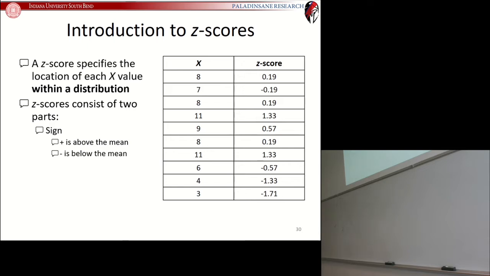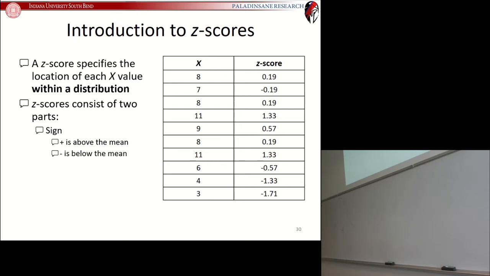So if somebody came up to me and said, oh, I scored 11 on my quiz, I would say, I have no idea how you did. Is that 11 out of 12, 11 out of 20? Did you do better than other students? Did you do worse than other students? I have no idea what a score of 11 is.